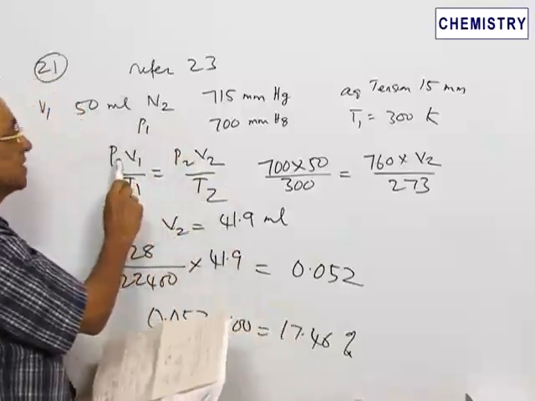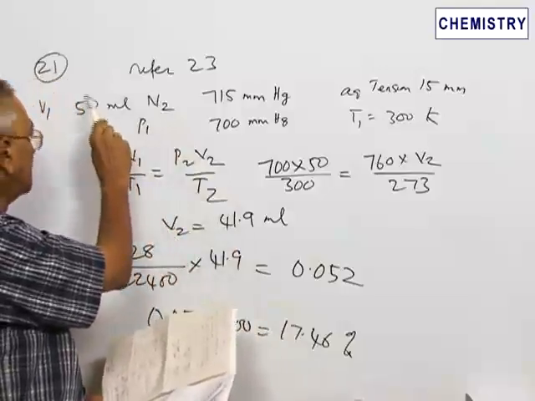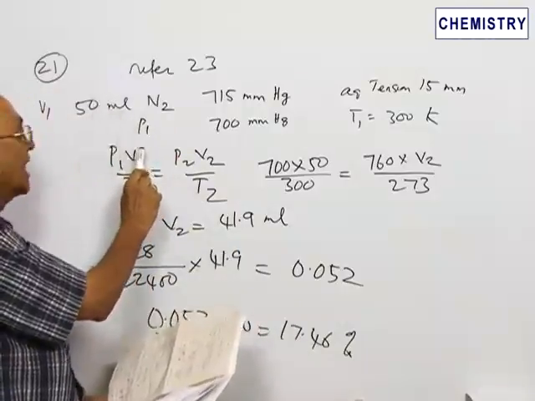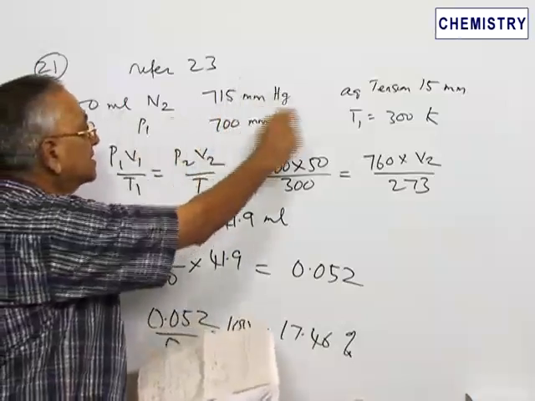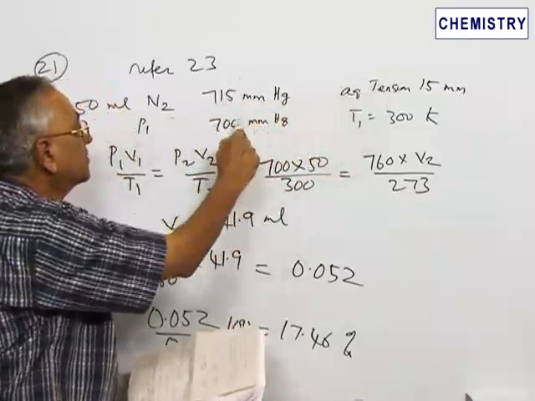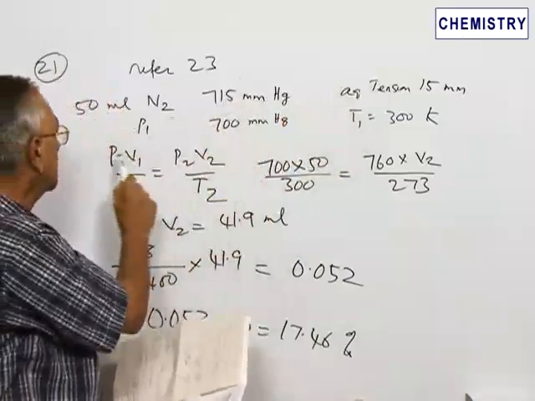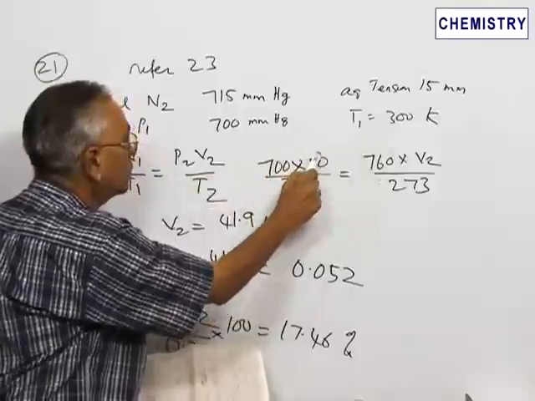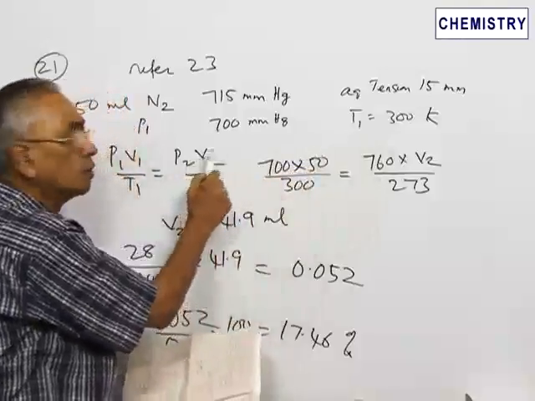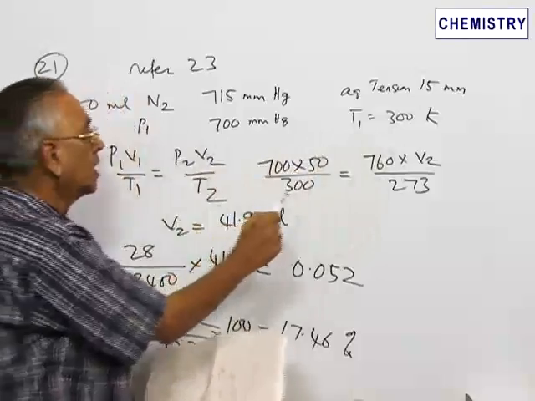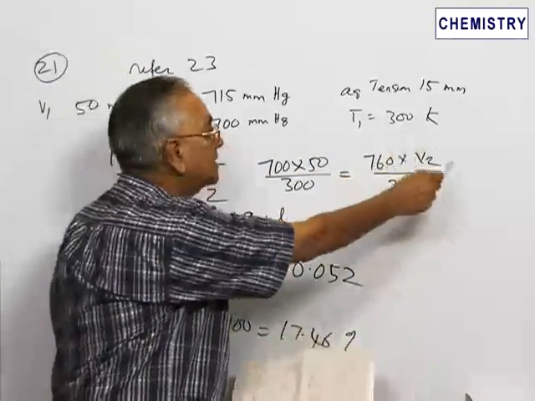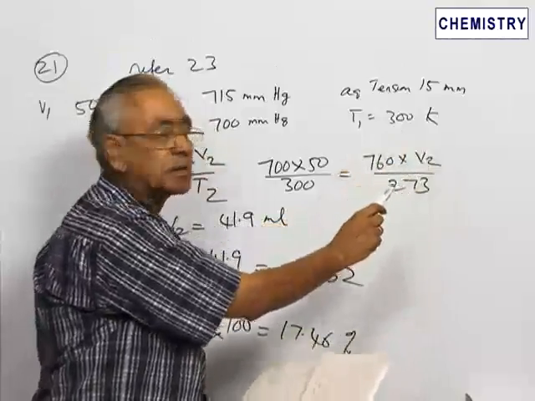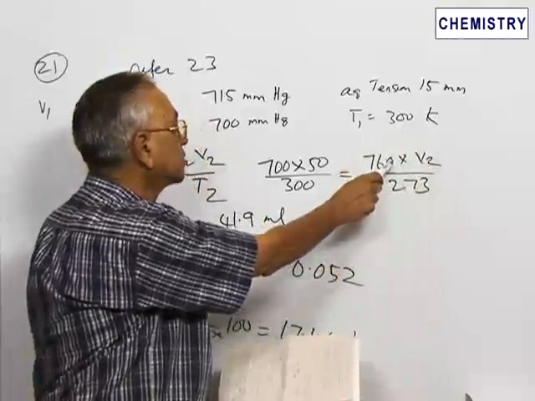Therefore, V1, the volume of nitrogen collected, is equal to 50, and P1, the pressure of nitrogen, subtracting the aqueous tension, that is 715 minus 15, is equal to 700. So P1 V1 by T1, at 300 Kelvin, is equal to P2 V2 by T2. Now P2 is under the normal conditions, STP, standard conditions of temperature and pressure. What is standard pressure? 760 millimeters of mercury. So that is given there.